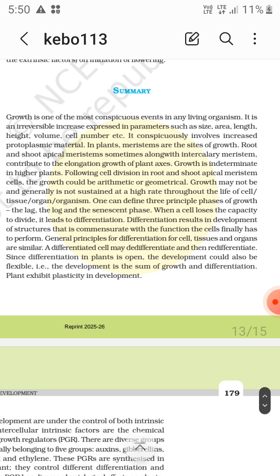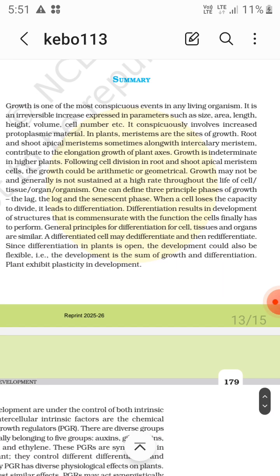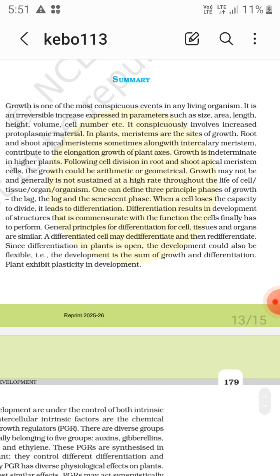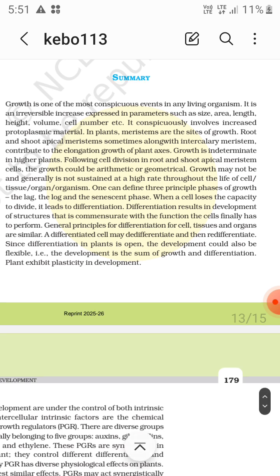Generally, the principles for differentiation for cells, tissues, and organs are similar. A differentiated cell may be de-differentiated and then redifferentiated. So a differentiated cell, that is a mature cell, can be de-differentiated. It means it can regain the capacity to divide again, and then redifferentiate. That means it matures itself again.